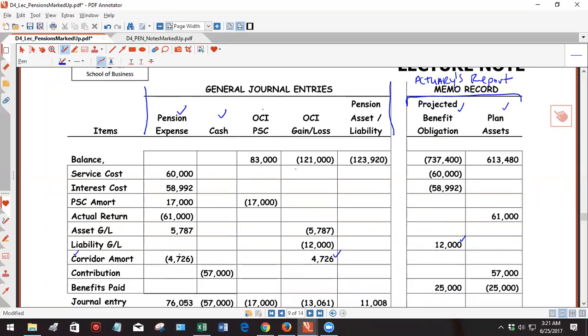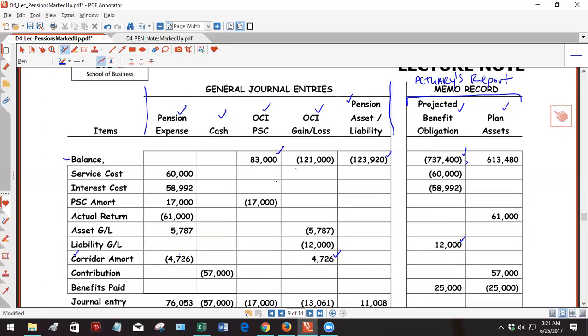Pension expense, cash, other comprehensive income prior service costs, other comprehensive income gain loss, which relates to asset gain losses and liability gain losses, and then the pension asset or liability balance. And we say asset or liability because it can be that, like in this case where the PBO is greater, you end up with a liability. If the PBO is less than the plan assets, then you'll end up with a pension asset. But you should be able to say that this in particular is a pension liability. So this row is a balance row.